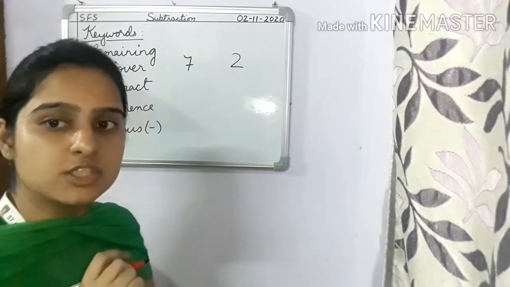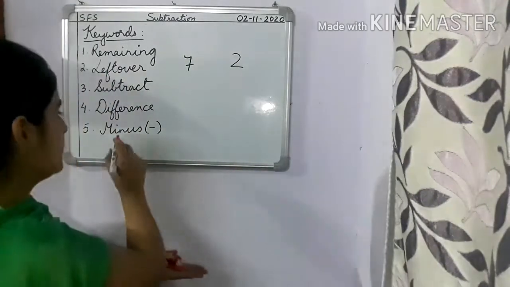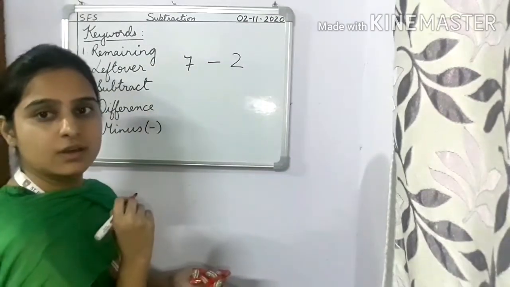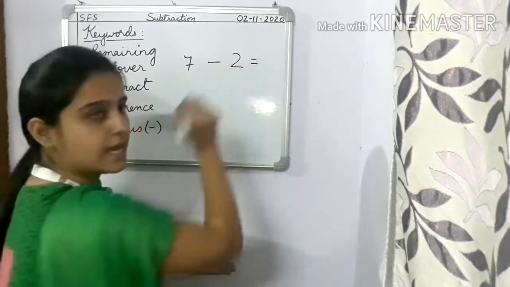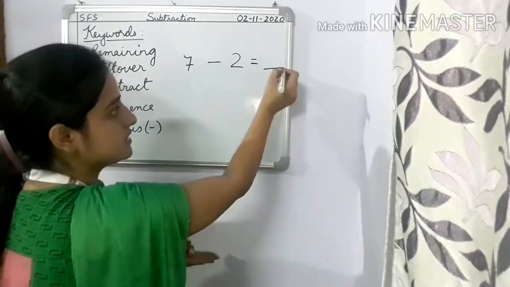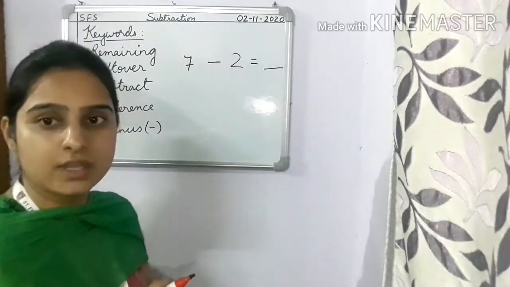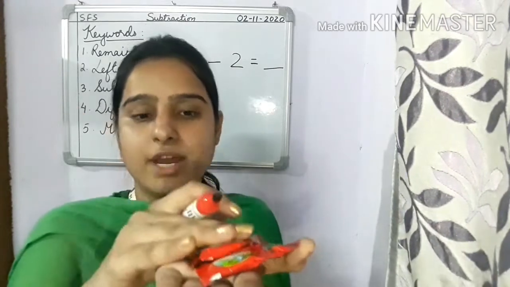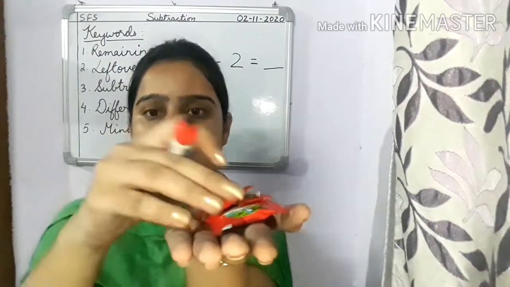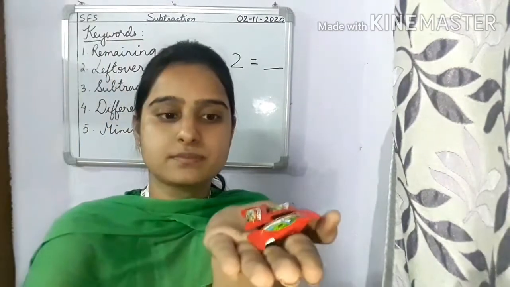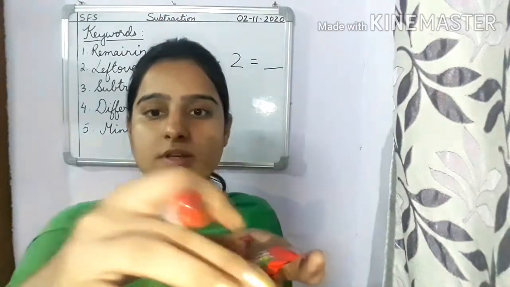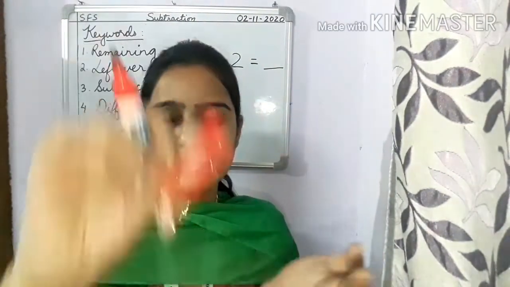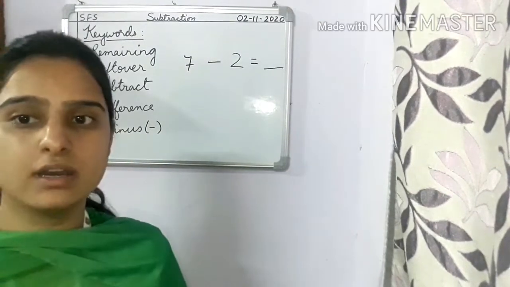To do subtraction, children, one sign is used, that is minus. This sign is called what? Minus. Okay. Then we give equal sign. The answer is written here. 7 minus 2. Now you count how many chocolate remains, children? Out of 7, if I remove 2, how many chocolates remain? You count it again. 1, 2, 3, 4, 5. So, how many chocolates remains, children?